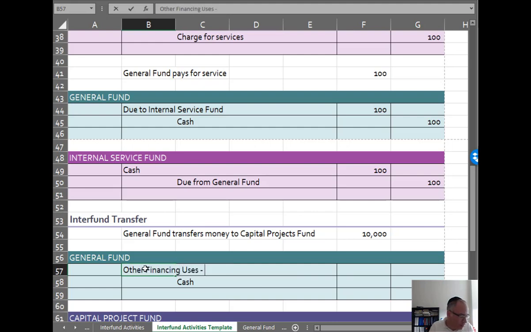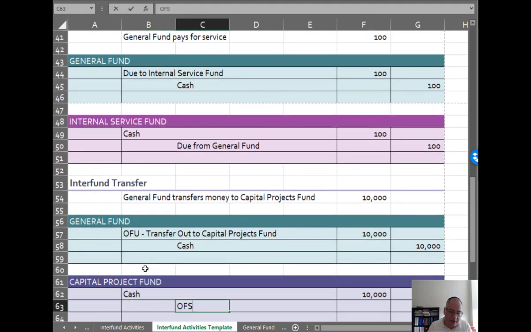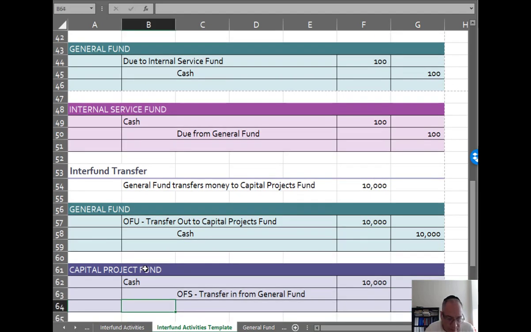These would be things that are not expenses. In fact, I'm going to abbreviate it because I'm going to need to later: OFU. Transfer out to capital project fund for $10,000. So this is going to be considered an OFU. By the way, a lot of students miss this on quizzes, so this is definitely something that you want to know. The capital project fund is going to debit cash $10,000 and credit other financing sources, transfer in from general fund, $10,000. So that's a third kind.